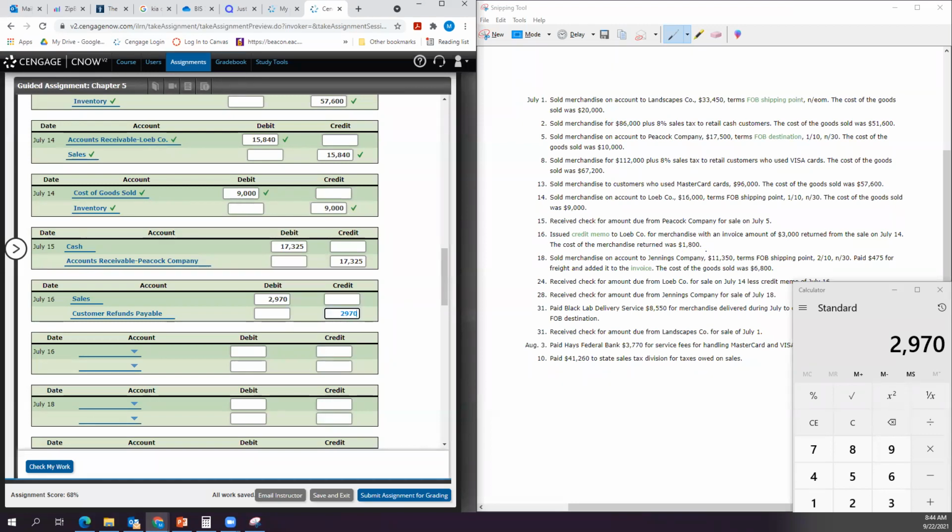The cost of the merchandise returned was $1,800. So we don't worry about discounts there on the cost side. Okay, that'll be the full amount. But we're actually going to return these to inventory. Actually, now I'm getting confused. Let's take a look. We'll check it and make an adjustment if I made a mistake. No big deal, right?